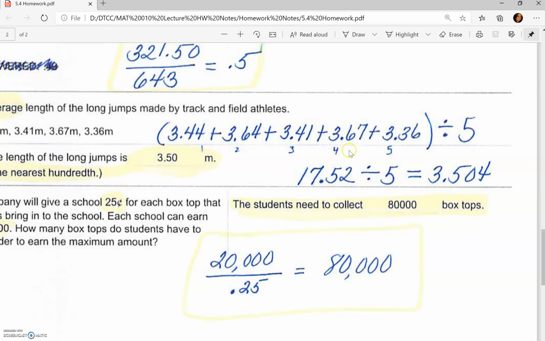So when we add these up, we end up with 17.52. And you can see I counted off. There's 5 of them. So we divided by 5, and here's our answer. And make sure you're rounding it correctly.